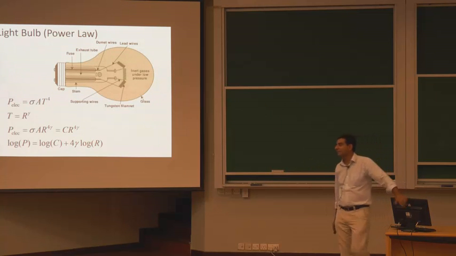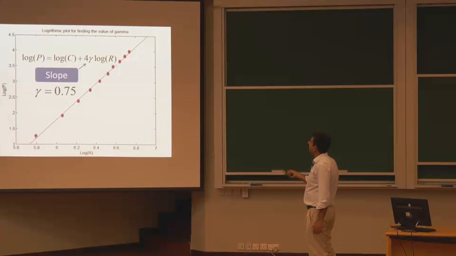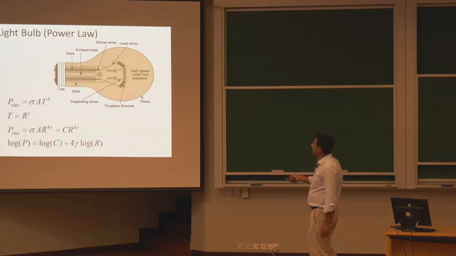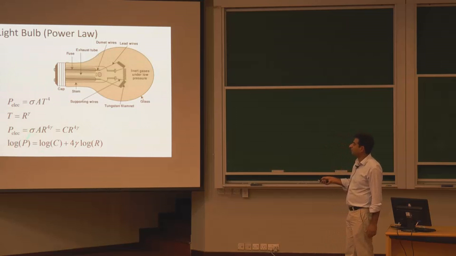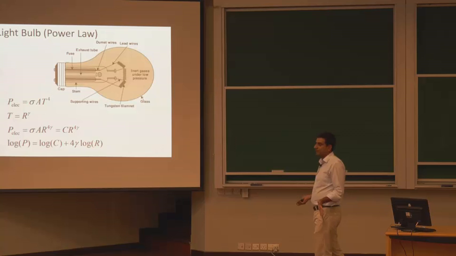Yes? C is some constant, right? It's just the intercept. You don't care about it. This C subsumes the Stefan-Boltzmann constant and the area of the filament, okay? We're not concerned about it, but it's a constant.